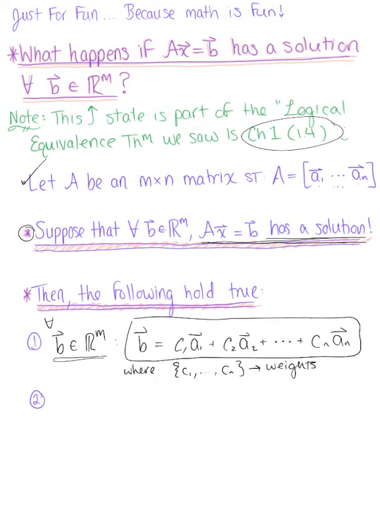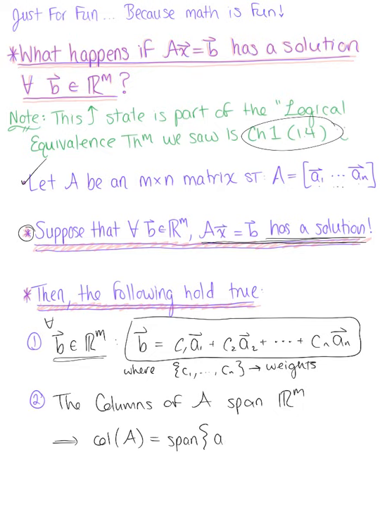And we also know that this tells us that the columns of A span Rm. So the columns of matrix A will span Rm. So in other words, the column space of A, defined by the spanning set, the span of vector a1 all the way to vector a sub n, spans Rm.